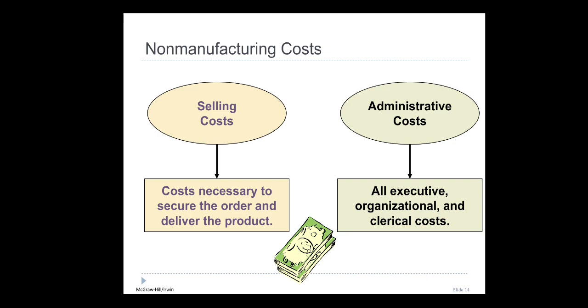Costs that a business has to pay in the management office other than selling costs are called admin costs. These costs are all executive, organizational, and clerical costs. Things like human resource manager salary, office supplies, what else? Depreciation of the office equipment. They are all admin costs.